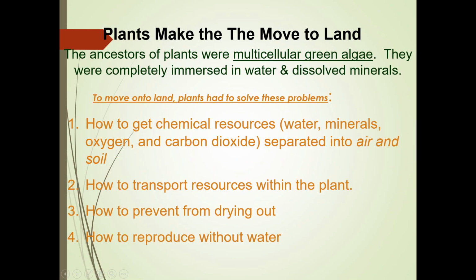Years ago, plants were multicellular green algae. They were completely immersed in water. They had to overcome many challenges, including how to get chemical resources, how to transport resources within the plant itself, as it differs if it is terrestrial or water-based, how to prevent drying out, and how to reproduce without water.